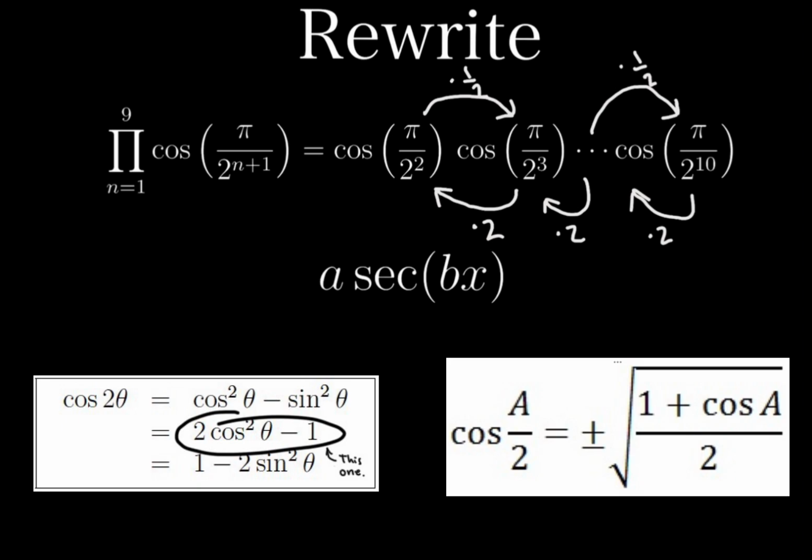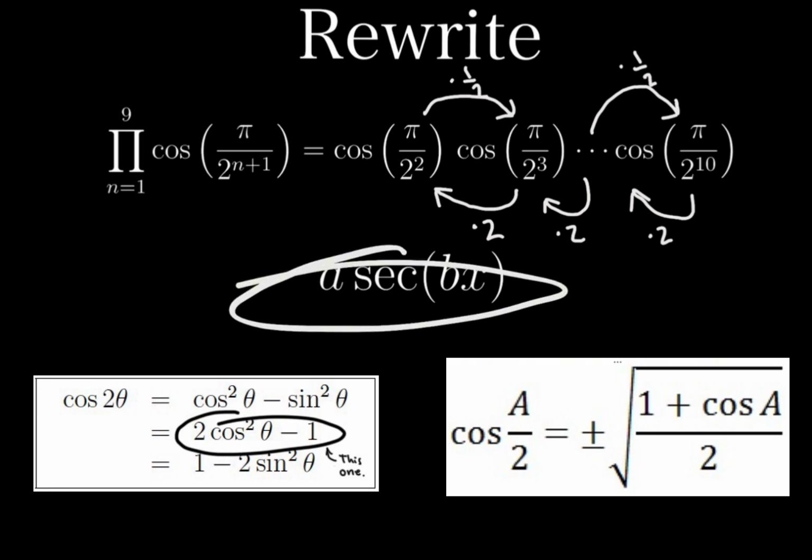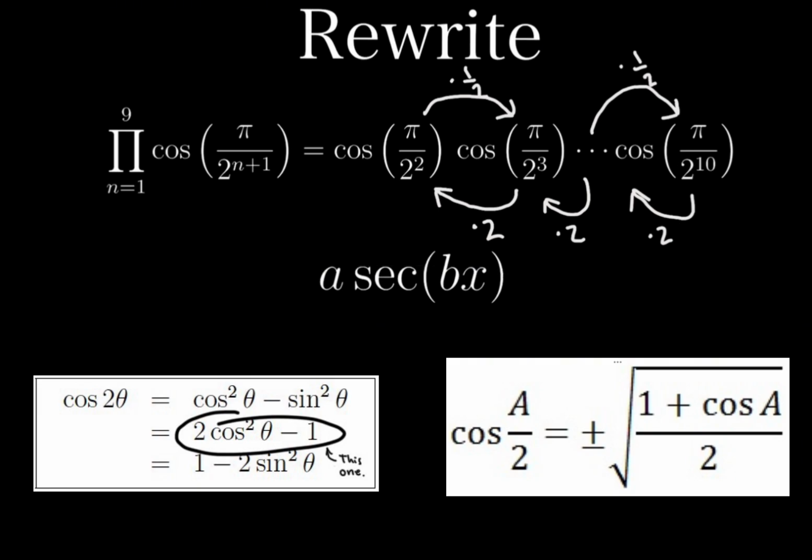And so we might think, how can we use these formulas in order to rewrite our product as this very simple secant bx? Using either one of these formulas might get us to be able to rewrite the product in terms of just cosine of pi over 2 squared or cosine of pi over 2 to the 10th. But because the formulas are so complicated, we have that square of the cosine term in the double angle formula, and then we have that plus or minus the square root in the half angle formula for cosine. Using these identities won't get us anywhere near a secant bx because there's no power in this secant bx, right? There's no 2 and there's no square root.